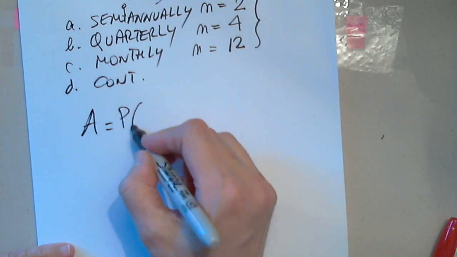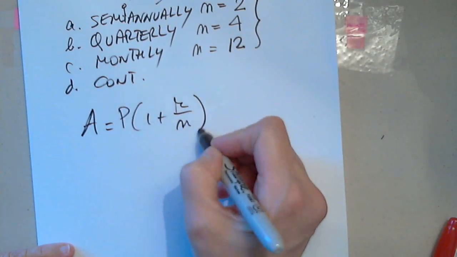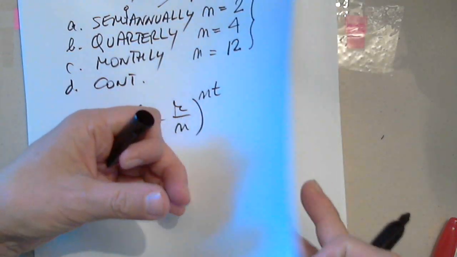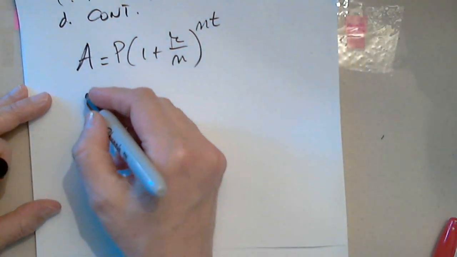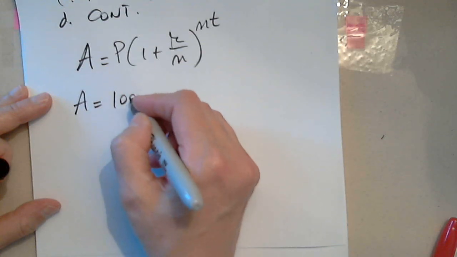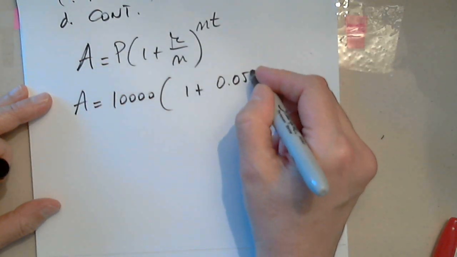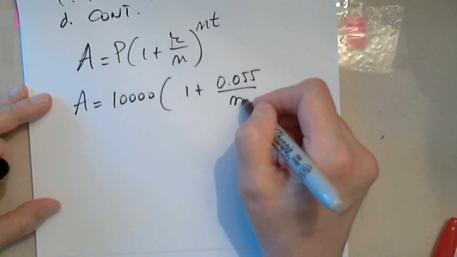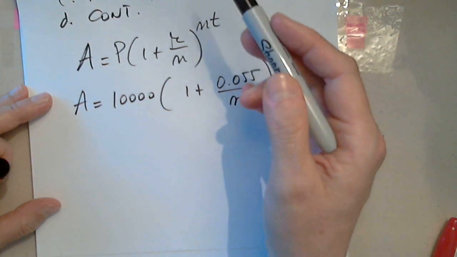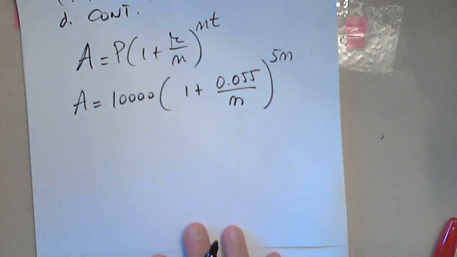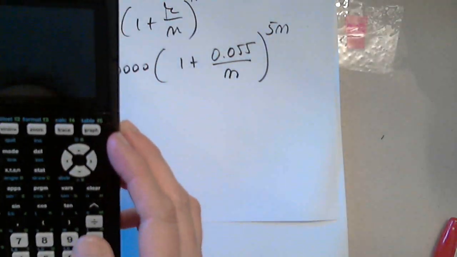So this is P times (1 plus r over n) raised to nt. I'm going to write it again with numbers this time. 10,000 times (1 plus 0.055 over n), and n times t is 5 years, so it's 5n. The reason I'm doing this is because I want to create this function and put it in the graphing calculator.